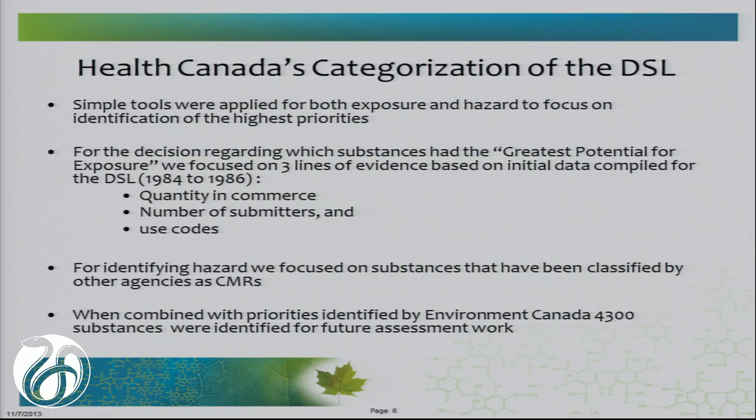So to do this, we used some simple tools for both exposure and hazard to really try to focus on identification of the highest priorities. For the decision regarding which substances had the greatest potential of exposure, we focused on 3 lines of evidence. We looked at the quantity in commerce, the number of submitters, and the use codes or the uses of the substances that were identified. Now this was based on the data that was given to us from 1984 and 1986, so it was old even at the time of categorization, but it was the only information that we had for every substance on the DSL, so we could compare equally across all of them.